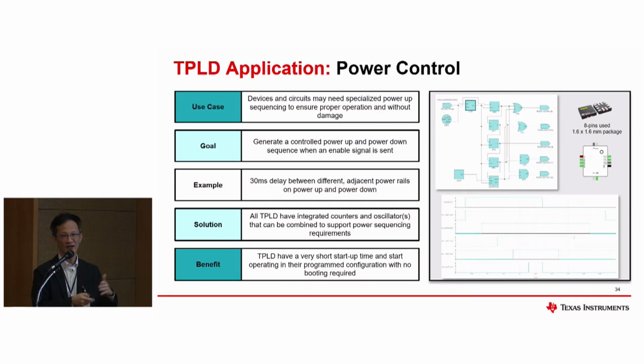Of course, you can use a very complicated PMIC to do the function, right? So for us, there's no need. You just need to use a simple PLD to get the same goal, right? Our PLD has an integrated counter and oscillator, and they are able to combine to support the power sequencing requirement. So a simple PLD can help you to do the power sequencing up and down, right? So this is one example.